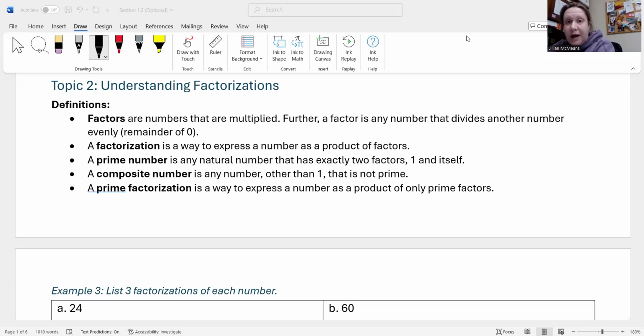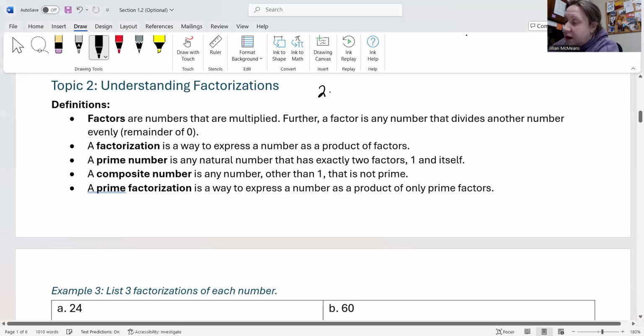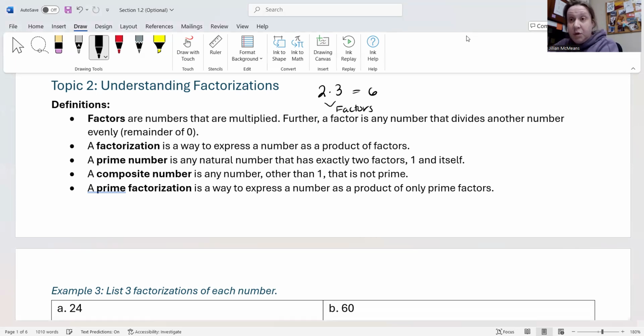Further, a factor is any number that divides another number evenly, meaning there's a remainder of 0. So let's go back to this idea of 2 times 3. We have 2 times 3 equals 6. We're saying 2 and 3 are factors because they're being multiplied. But further, if I take 6 and divide it by 3, it divides in evenly. 6 divided by 3 is 2. If I take 6 and divide it by 2, I get 3. So 2 and 3 divide into 6 evenly, meaning there's no remainder. That makes them factors of 6.